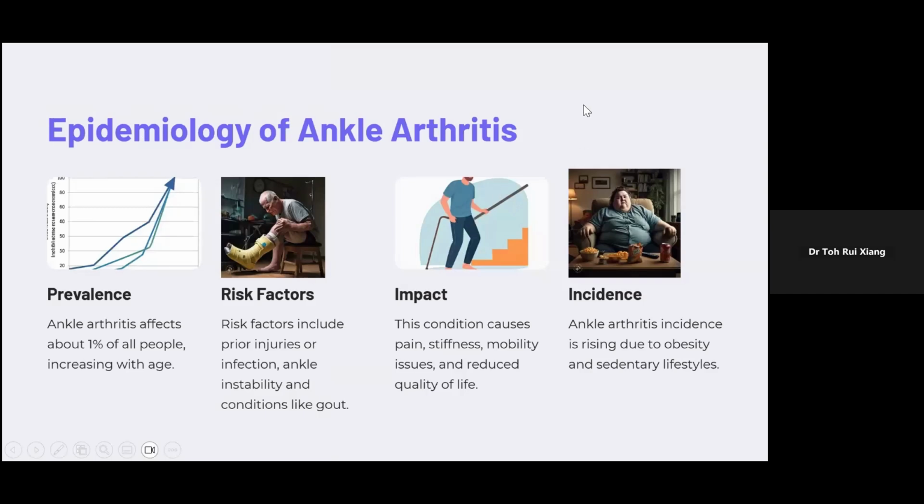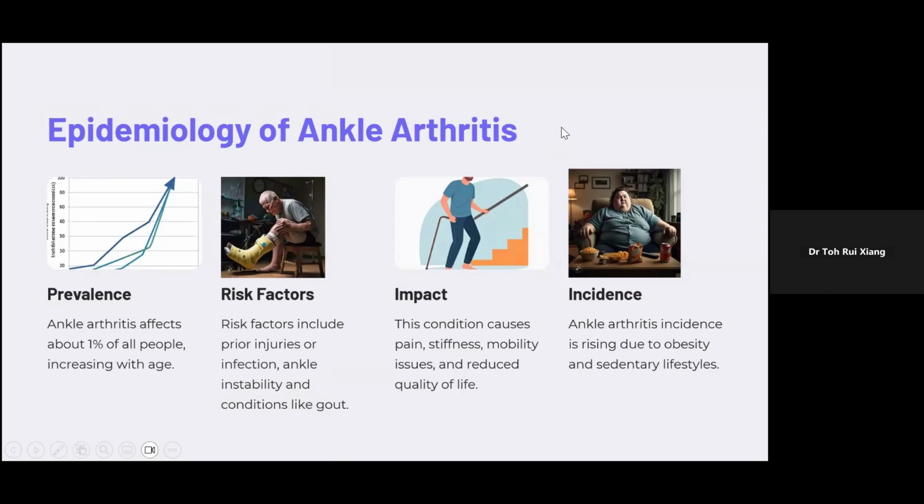A little bit about the background of ankle arthritis. The prevalence is about 1% amongst all population, slightly lower than what we see in the knees and hips. So more often than not, you've probably got elderly friends or colleagues or family members with knee arthritis requiring replacements. But ankle arthritis can be equally debilitating for our patients.